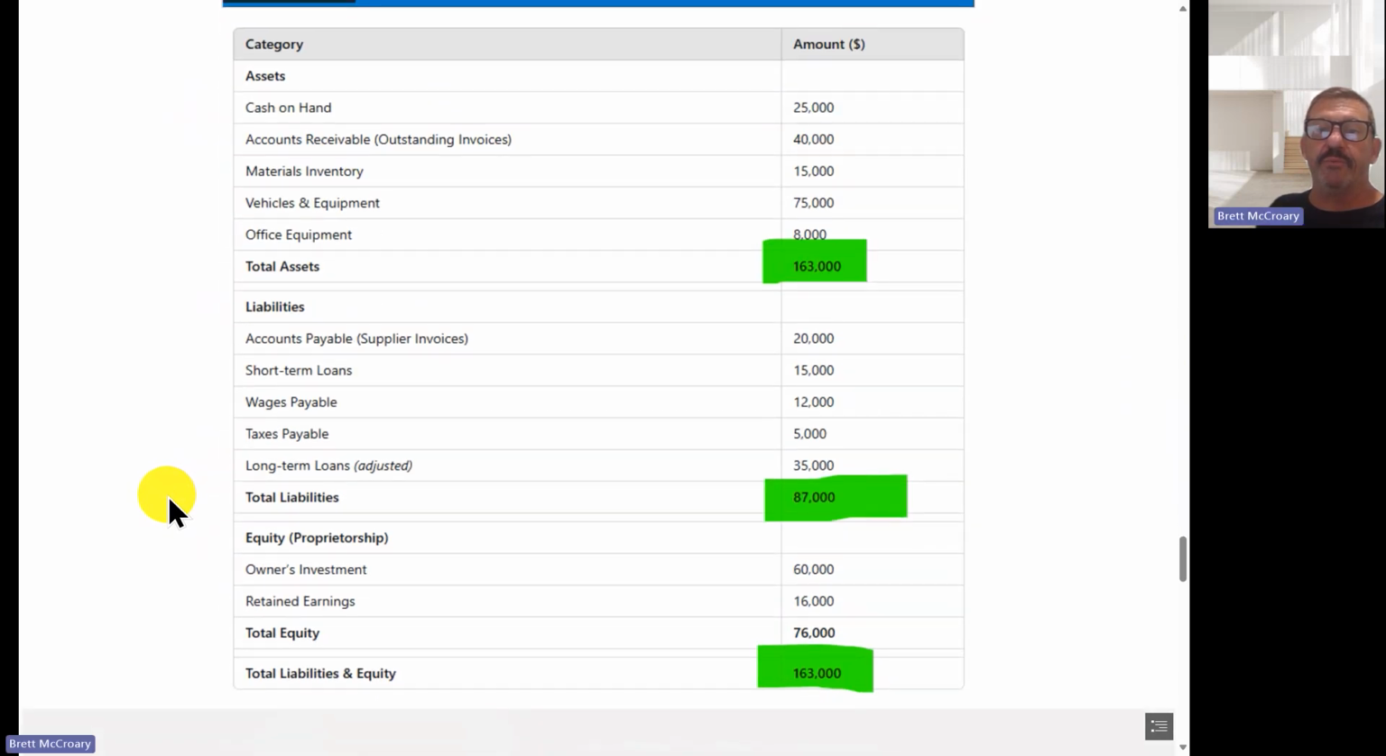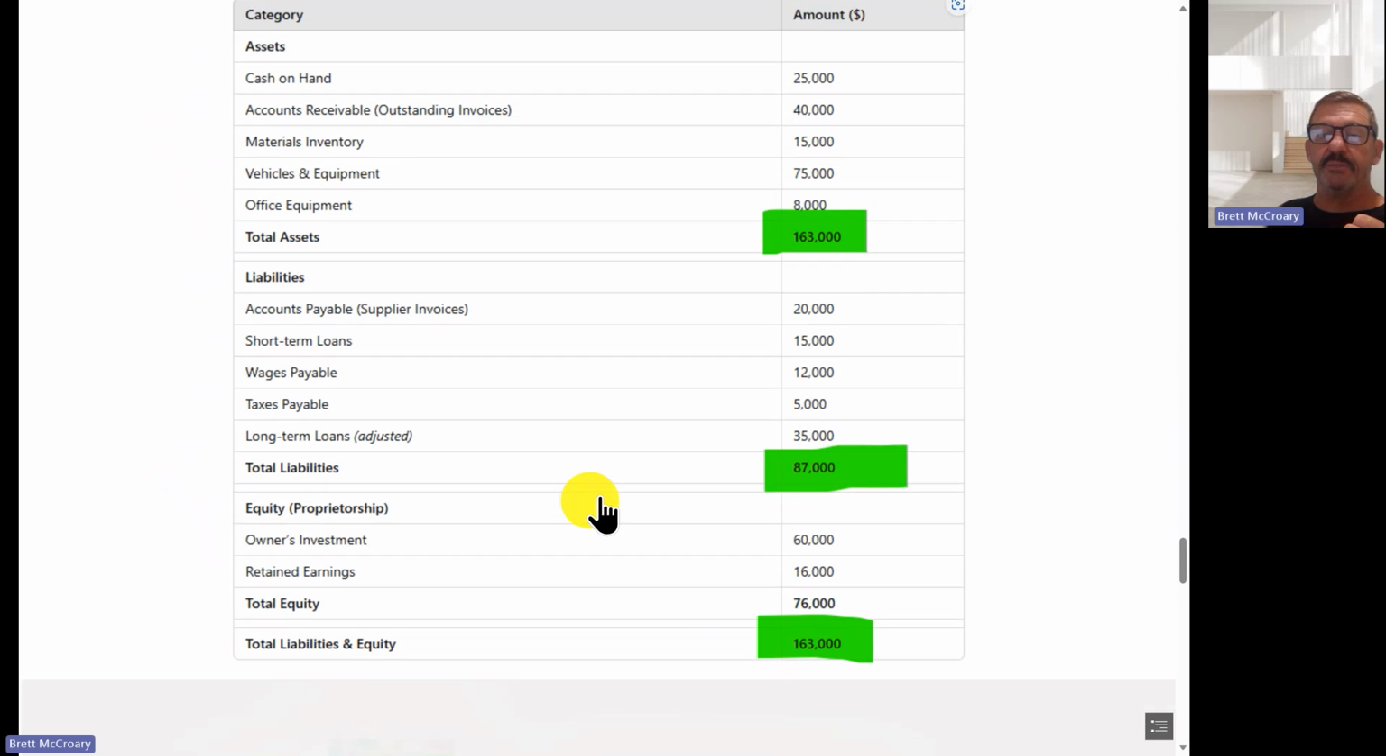All right, here's a good example. Your assets: cash on hand, accounts receivable, materials, inventory, vehicles, total of 163,000. Your liabilities: accounts payable, short-term loans, wages, taxes, gives you a total of 87,000. Your equity, your owner's investment and your retained earnings, gives you a total of 76,000, which, adding liabilities and your equity, gives you 163,000, as per the assets figure. That balances.